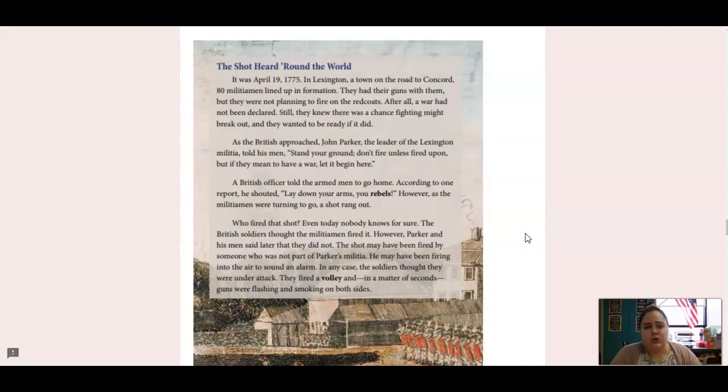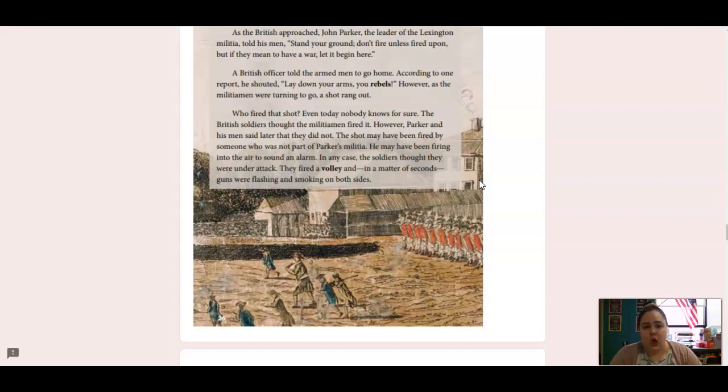As the British approached, John Parker, the leader of the Lexington militia, told his men, "Stand your ground, don't fire unless fired upon. But if they mean to have a war, let it begin here." A British soldier told the armed men to go home. According to one report, he shouted, "Lay down your arms, you rebels!" However, as the militiamen were turning to go, a shot rang out.